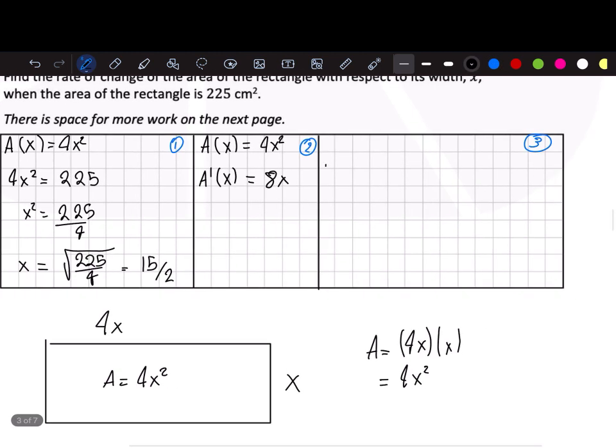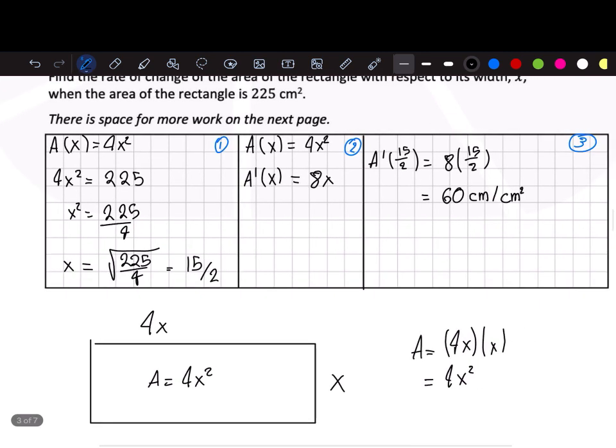So if I take f prime and then I sub in 15 over 2, I'm going to get 8 times 15 over 2, which is 8 times 15 is 120, divided by 2 is 60. So I get 60. And because this is a rate of change, we can say that this is going to be 60 centimeters per centimeter squared.